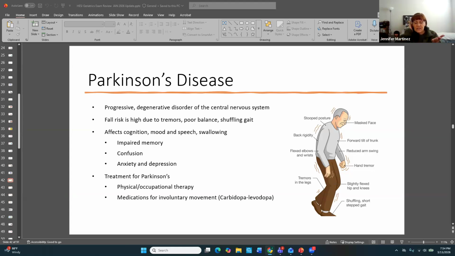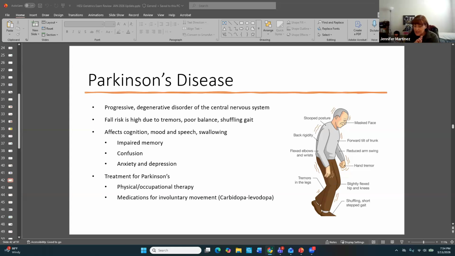With Parkinson's disease, we have an imbalance of acetylcholine and dopamine. Acetylcholine is an excitatory neurotransmitter in the central nervous system, and dopamine is an inhibitory. Generally in most patients, we have a nice balance. With patients that have Parkinson's disease, they have an increase in acetylcholine, which is what leads to those tremors and those other symptoms that you see.